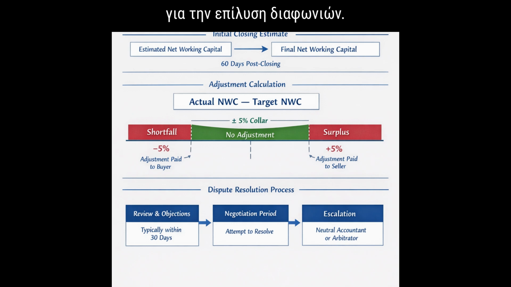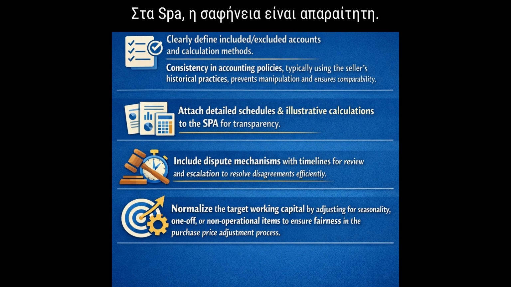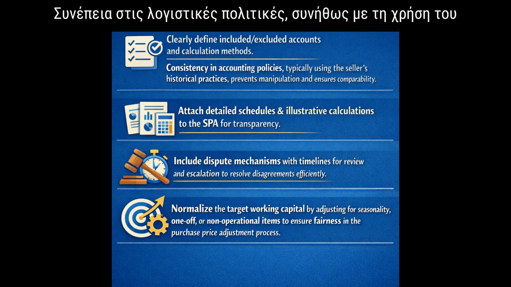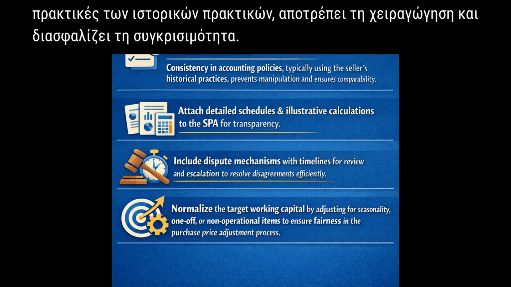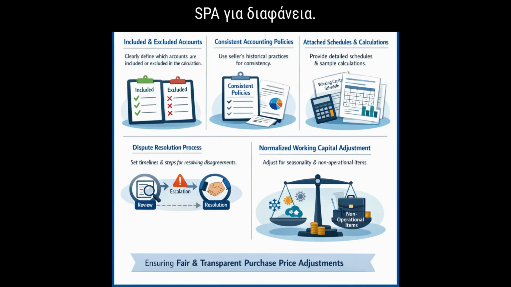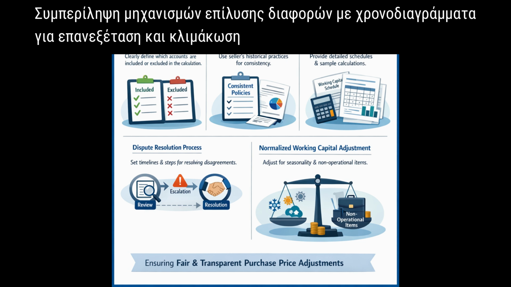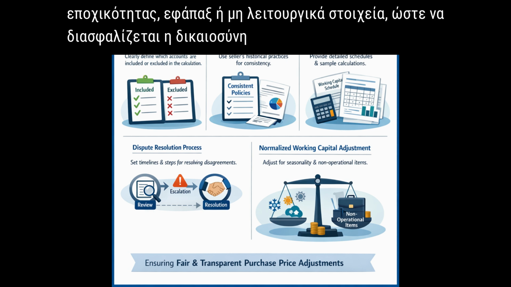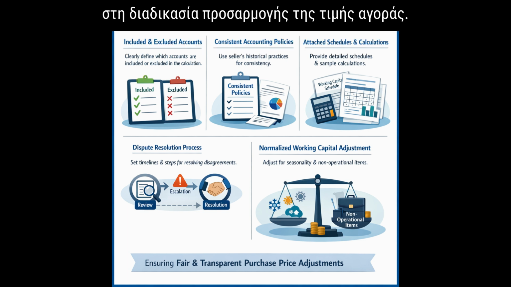In SPAs, clarity is essential: clearly define included and excluded accounts and calculation methods. Consistency in accounting policies, typically using the seller's historical practices, prevents manipulation and ensures comparability. Attach detailed schedules and illustrative calculations to the SPA for transparency. Include dispute mechanisms with timelines for review and escalation to resolve disagreements efficiently. Normalize the target working capital by adjusting for seasonality, one-off, or non-operational items to ensure fairness in the purchase price adjustment process.